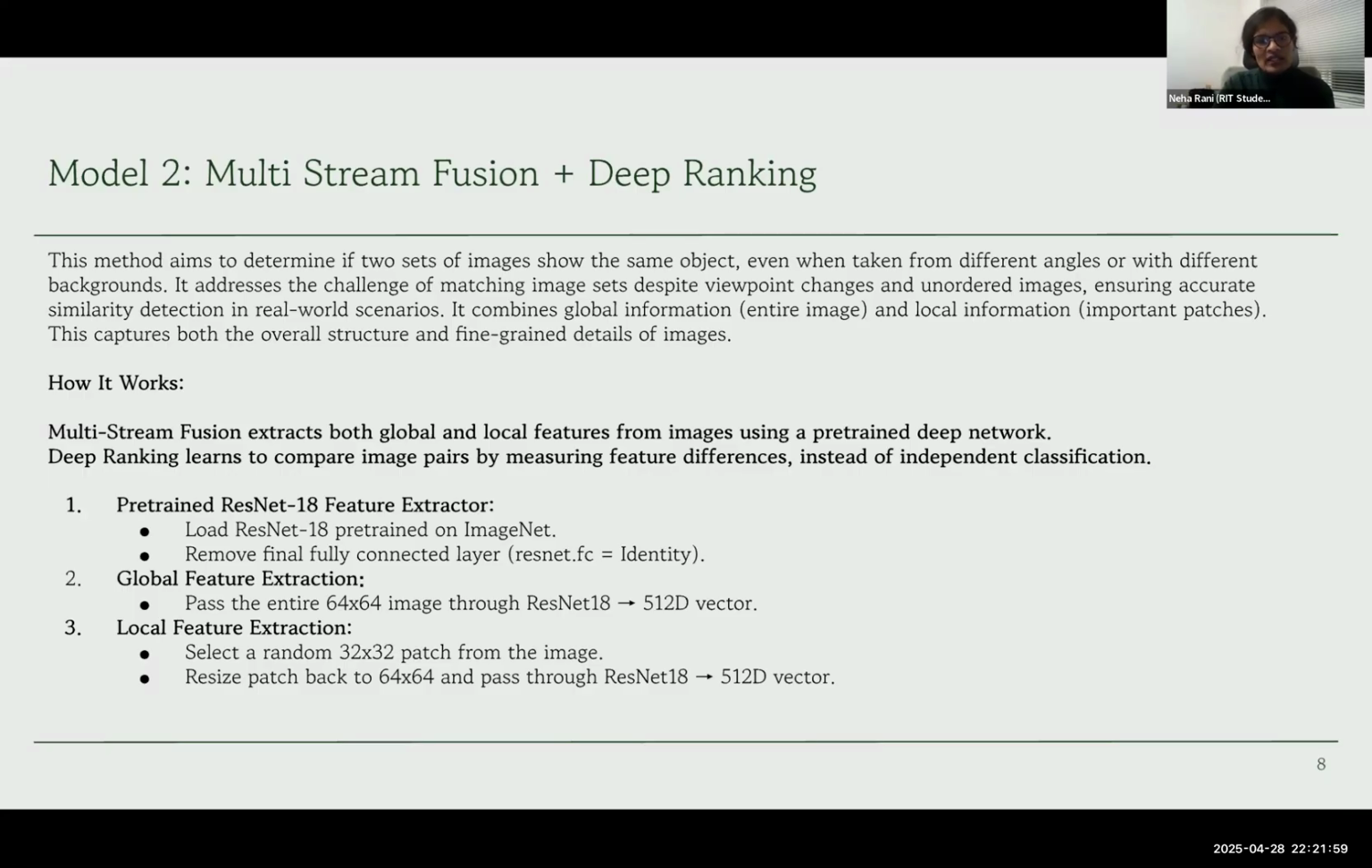patch from the image. And then we resize the patch back to 64 cross 64 and then pass it through the ResNet 18, which gives a 512 dimensional vector again.